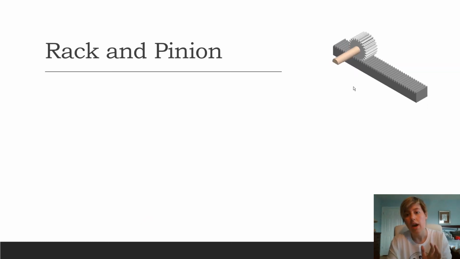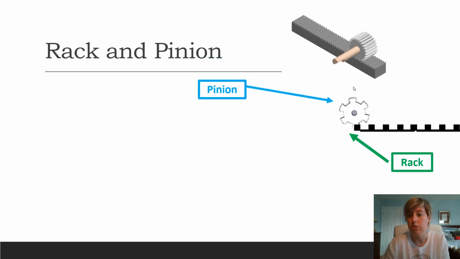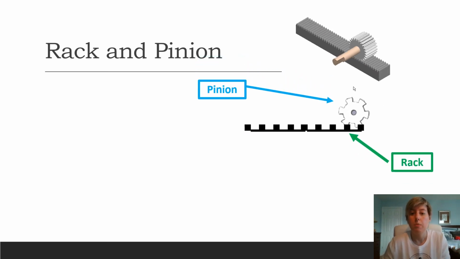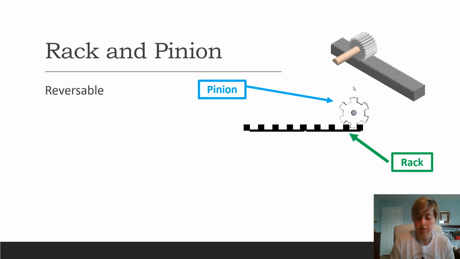So if we're looking at our rack and pinion system, we have 2 key components. We have the rack, which is the bar that undergoes translational motion, and we have the pinion, which is our gear that undergoes rotational motion. As I said before, this is reversible. So that means the rack can start the motion or the pinion can start the motion.